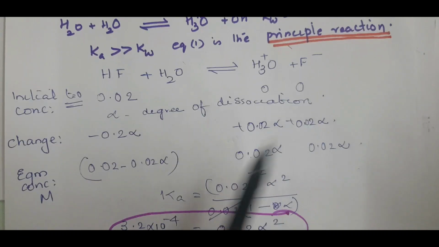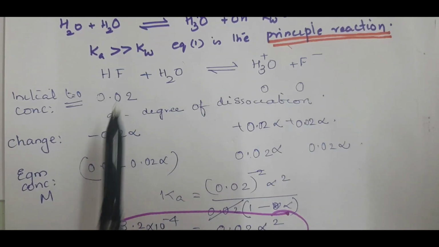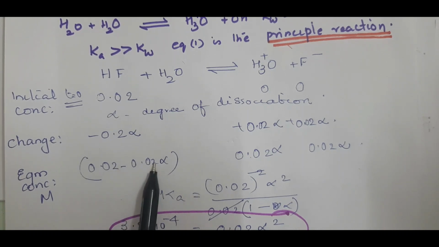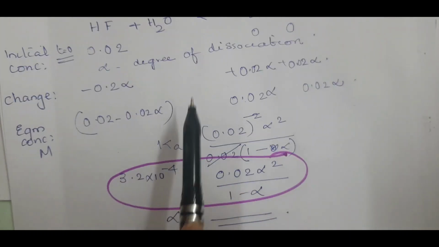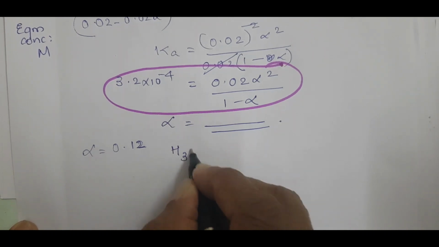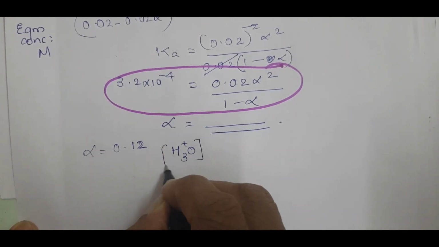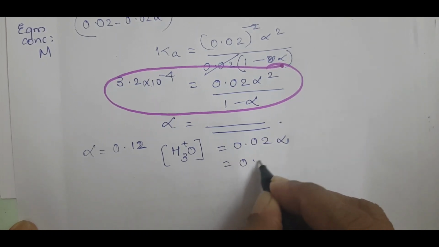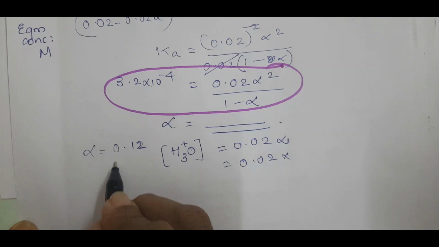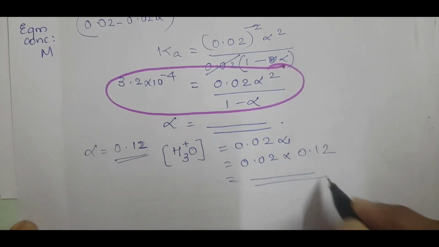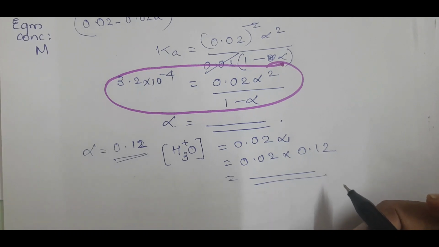Now coming back again, what is the concentration of HF? That is 0.02 into 1 minus alpha, isn't it? That is C into 1 minus alpha. Correct. So one by one we can do it. First we will see the concentration of H3O positive. H3O positive is 0.02 into alpha. That is 0.02 into what is alpha? 0.12. Correct. So likewise you can calculate everything.